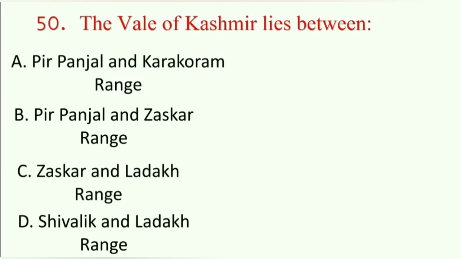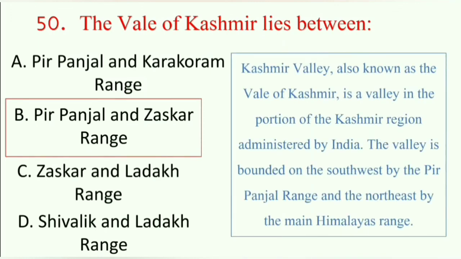Next, the Vale of Kashmir lies between, answer: B. Pir Panjal and Zaskar range. Kashmir Valley, also known as Vale of Kashmir, is a valley in the portion of the Kashmir region administered by India. The valley is bounded on the southwest by Pir Panjal range and northeast by the main Himalayan range.